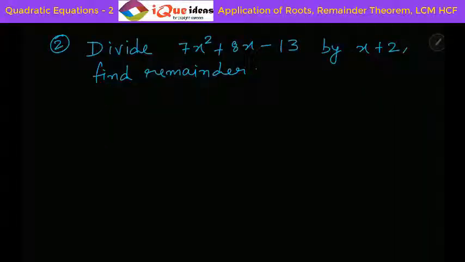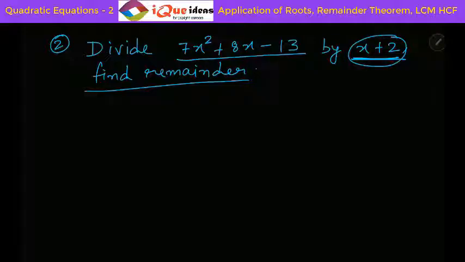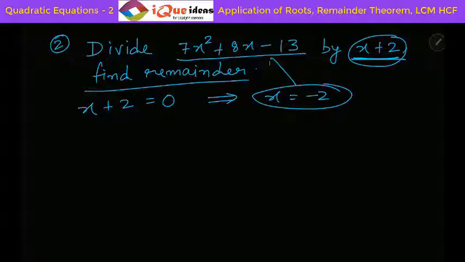Alright. Now let's take up this question. It says divide 7x squared plus 8x minus 13 by x plus 2, find the remainder. Our condition, the divisor has to be 1 degree. x plus 2 is 1 degree. Simply equate x plus 2, the divisor, to 0. From here we get x equal to minus 2. Put x equal to minus 2 in this expression.